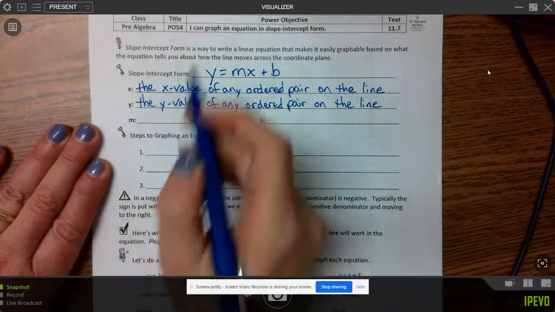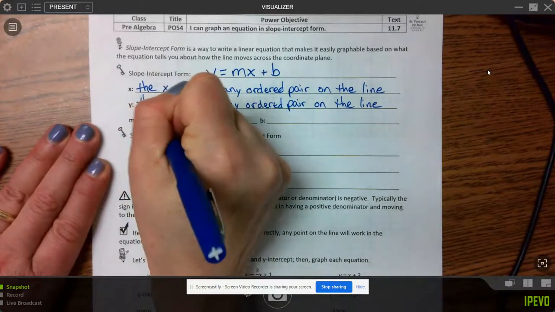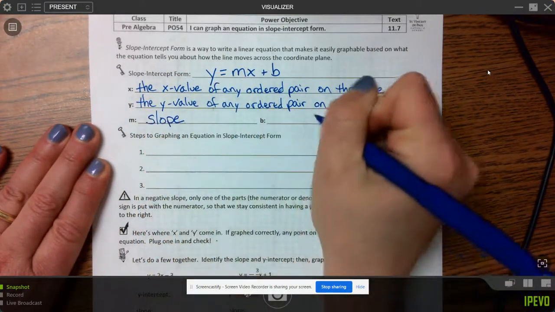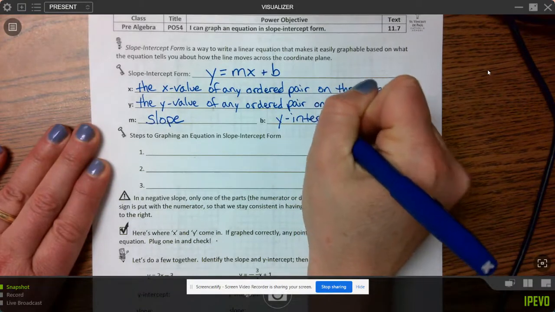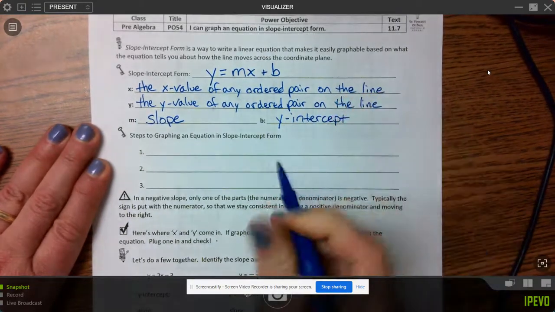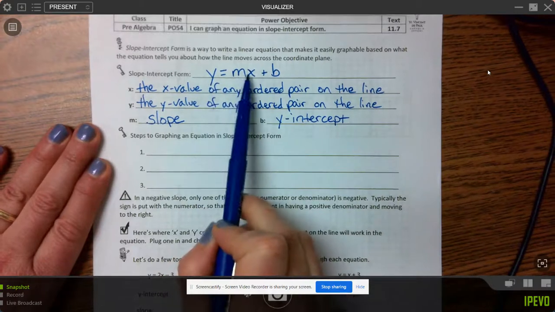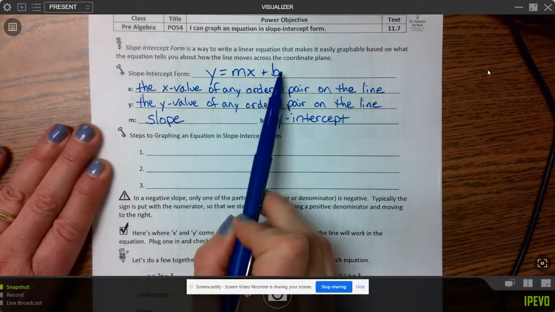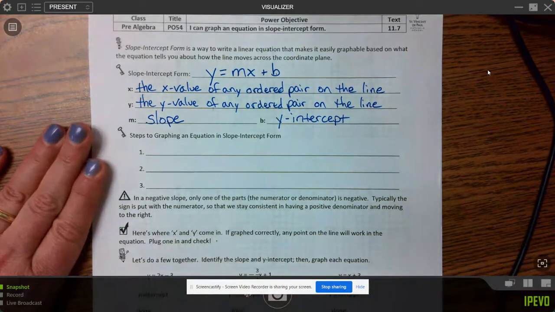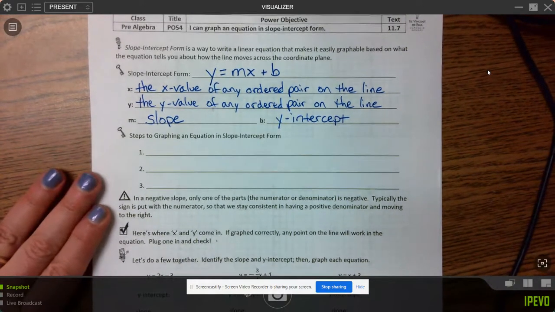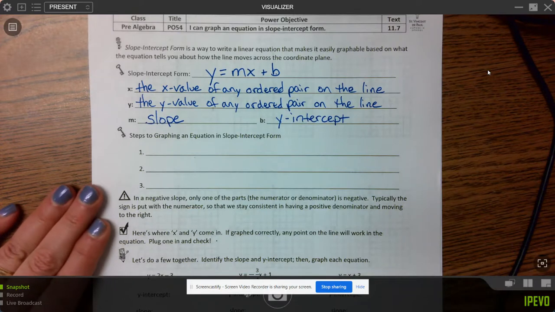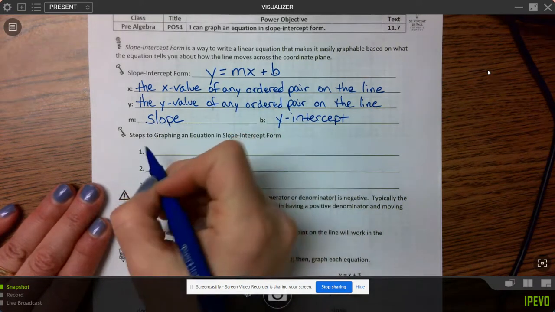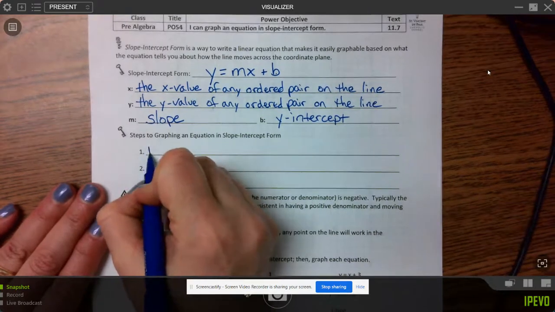The m is the slope of the line, and the b is the y-intercept of the line. So we've got our x and our y, the m is the slope, the b is the y-intercept. Once we have that information, we can go ahead and graph the equation in slope-intercept form, and we have 3 steps we're going to follow.